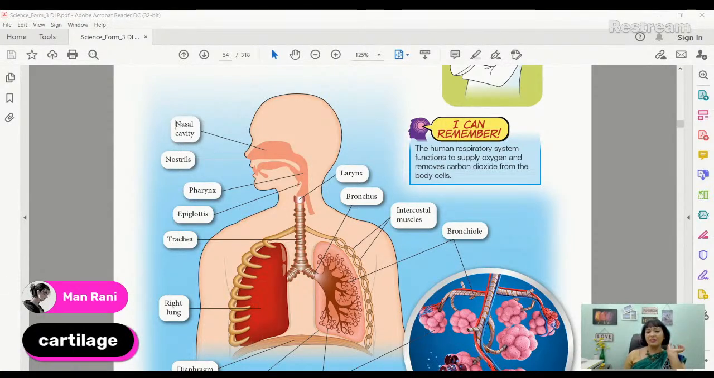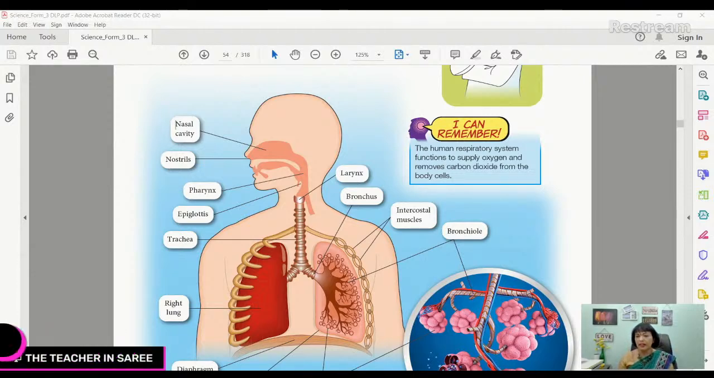This cartilage is actually a very, very important structure to keep the windpipe open. Like some of you said windpipe, actually it's true also. In layman terms, that is what we call it. We want it to be always open. In the event of any situation, we don't want it to collapse. So we want it to be constantly staying open.